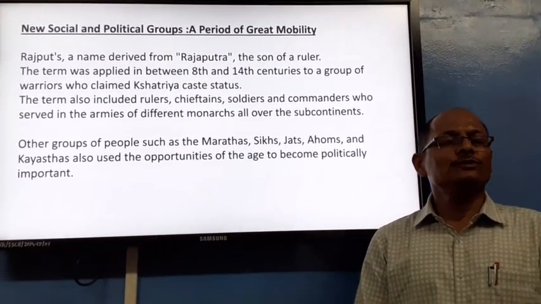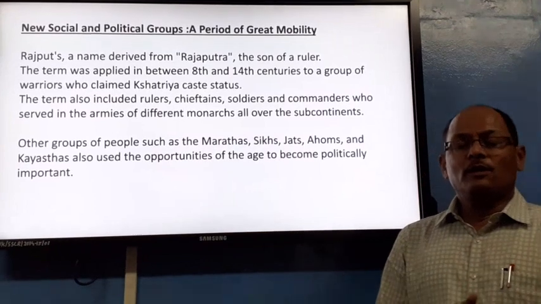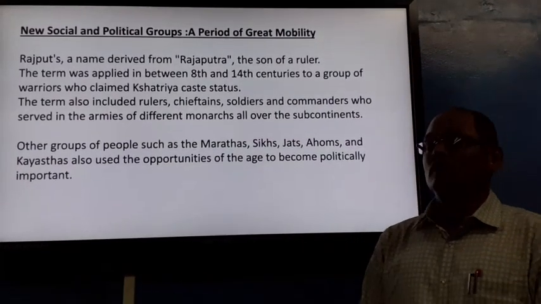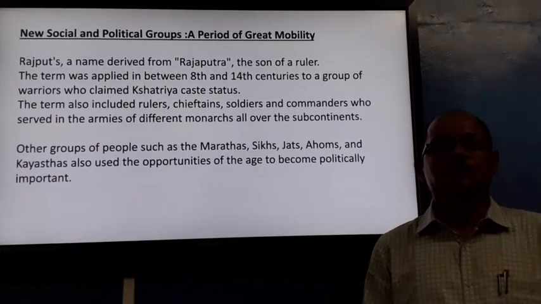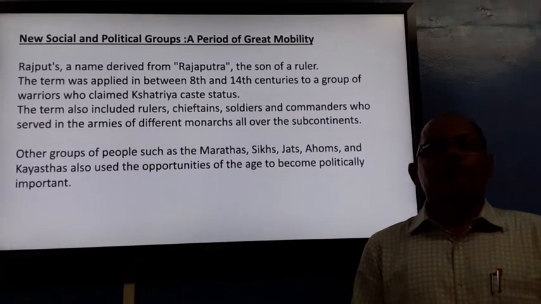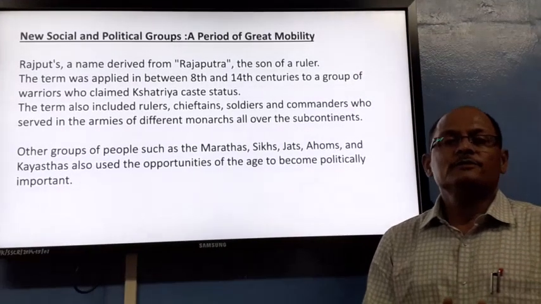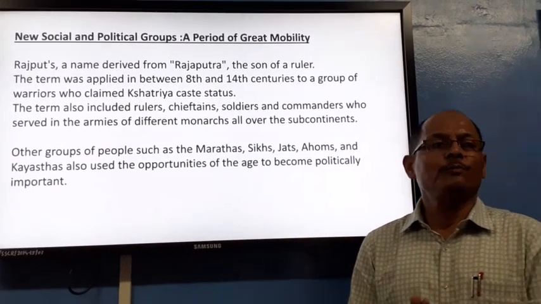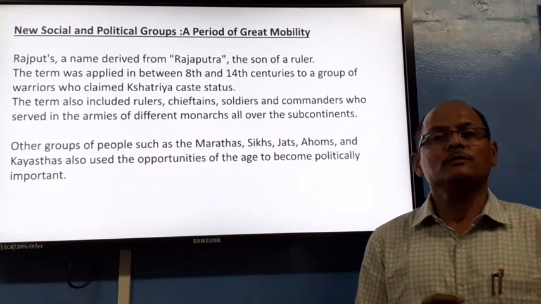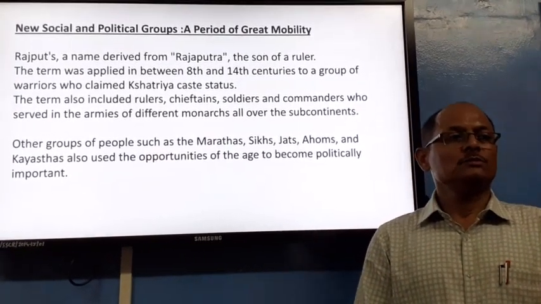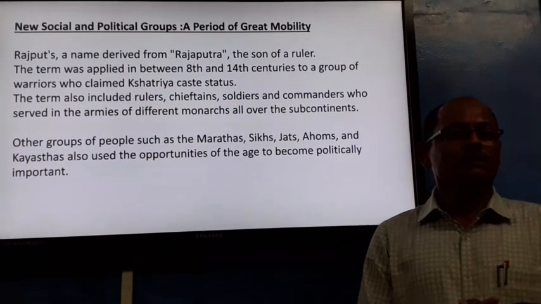Next is new social and political groups. The medieval period was a period of great mobility of people. The people came to India from different parts of the world. They settled here. Our subcontinent was ample in resources. It gave them livelihood, and slowly these groups of people became important with time. One such important social group was the Rajput. Rajput, as a name derived from Rajputra, means the son of a ruler.